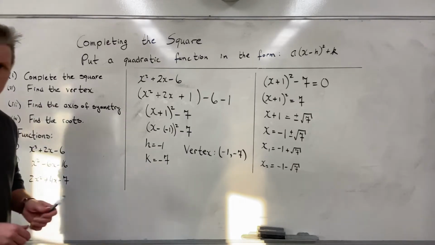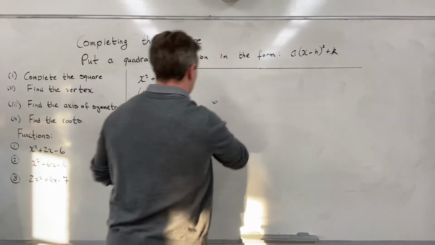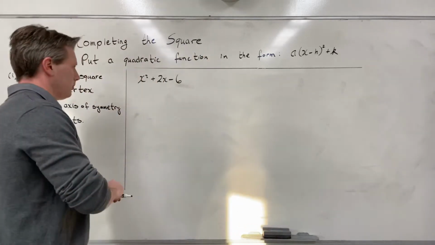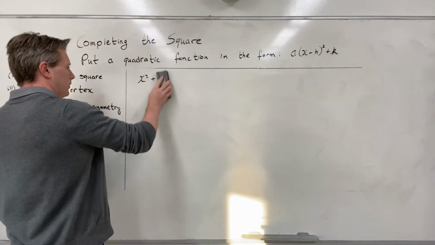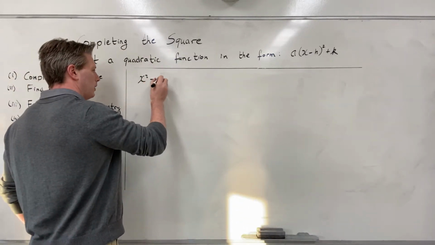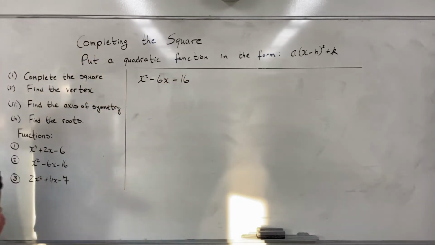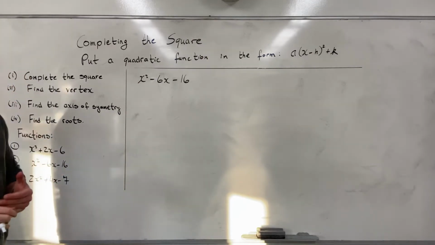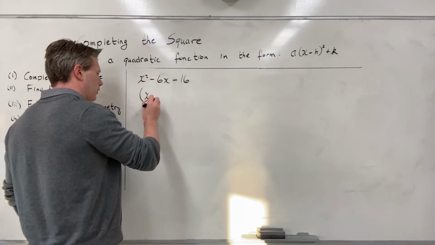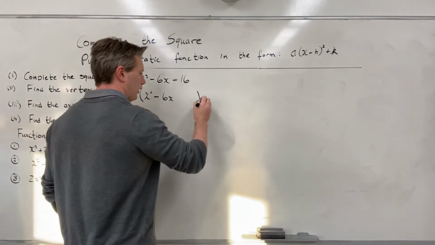Let's do another one. So my second problem is another trinomial. Take this as well. It's x squared minus 6x minus 16. Okay, so this is my function. Same thing, first off, I'm going to complete the square. The way I'm going to do that is I'm going to rewrite this as x squared minus 6x. I'm going to leave a space here. I have minus 16.